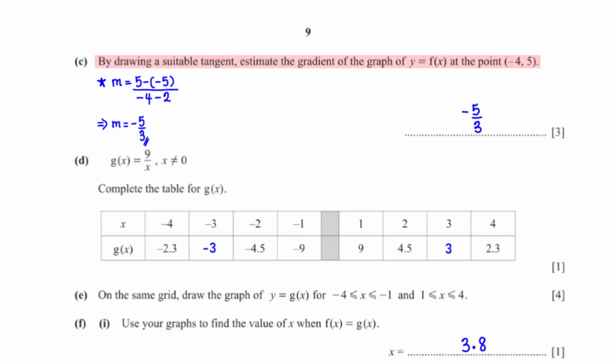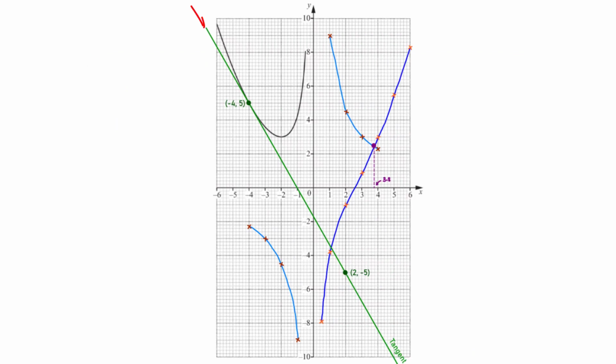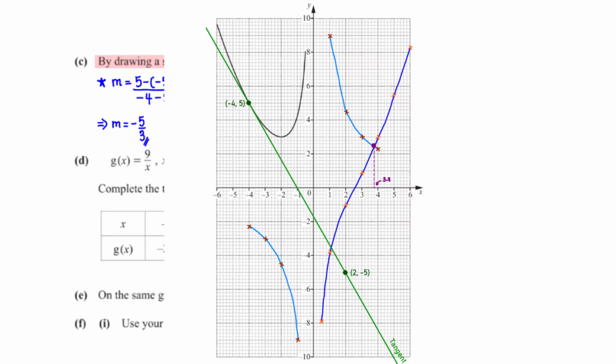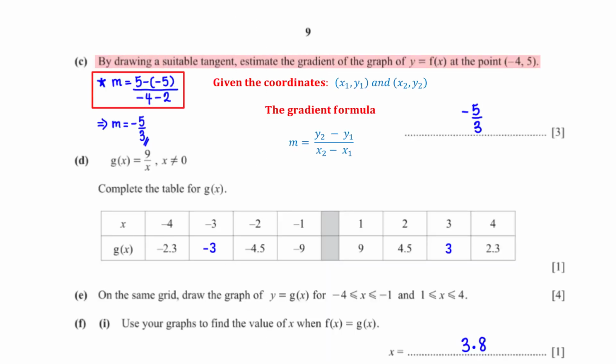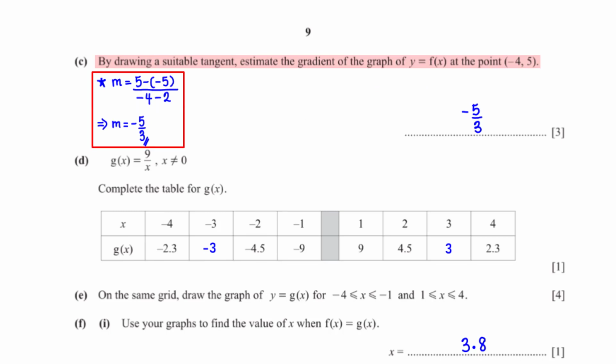By drawing a suitable tangent, estimate the gradient of the graph of y equals f of x at the point -4, 5. On the grid, we've drawn the tangent to the graph at -4, 5. So now, we pick 2 points on the line to help us estimate the gradient. When we apply the gradient formula, this is what we get, which is equal to -5 over 3.